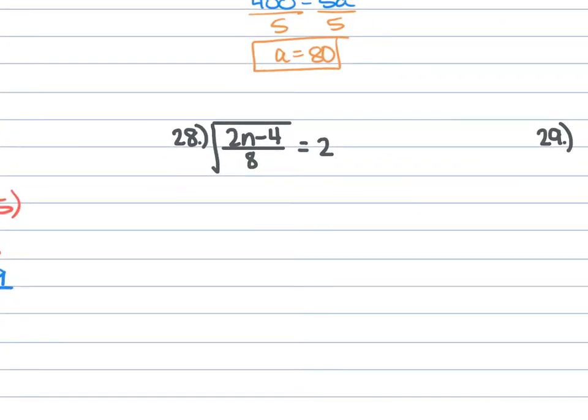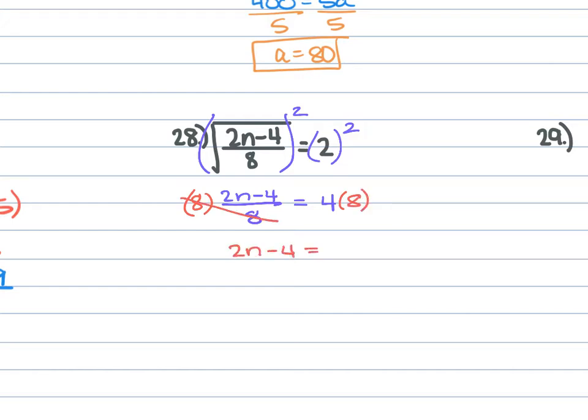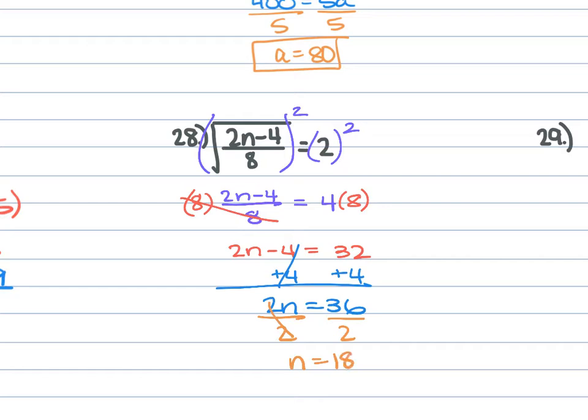For 28, we have the square root of (2n - 4)/8 is equal to 2. So again, we're going to square both sides since our radical is isolated, to get (2n - 4)/8 is equal to 4. We then multiply each side by 8 to get 2n - 4 is equal to 32. We add the 4 to both sides to get 2n is equal to 36. And then divide by 2 to get n is equal to 18.